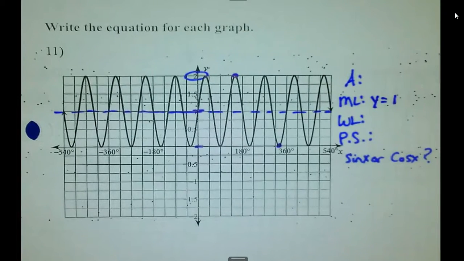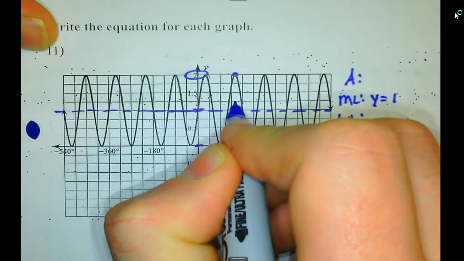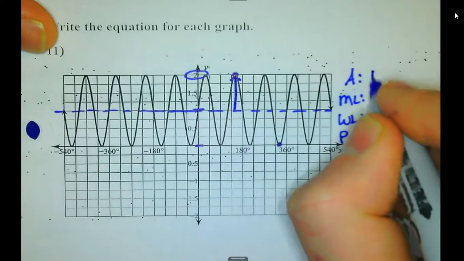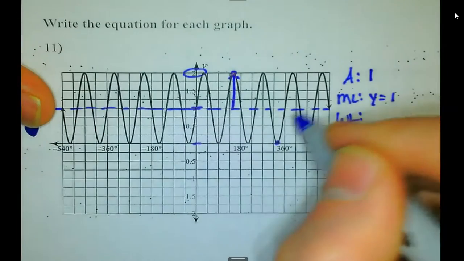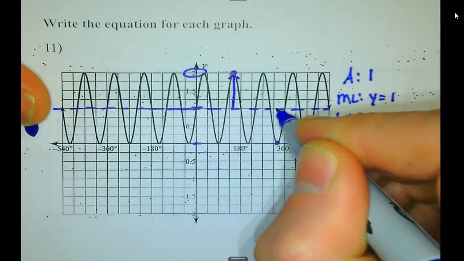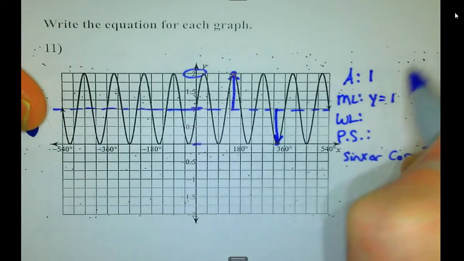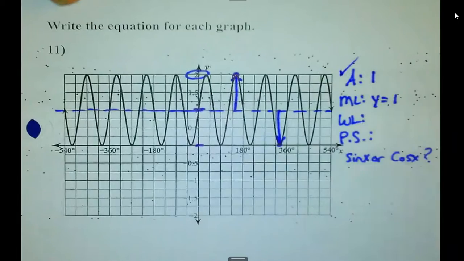Now the amplitude is the distance from the midline to the crest or the midline to the trough. So from the midline, from 1 to 2, that's a value of 1. So the amplitude is 1. A way you can check that you put the midline in the right spot is to make sure that going from the midline down to the trough is also a value of 1, which is the case. So I know that I did my amplitude correctly.